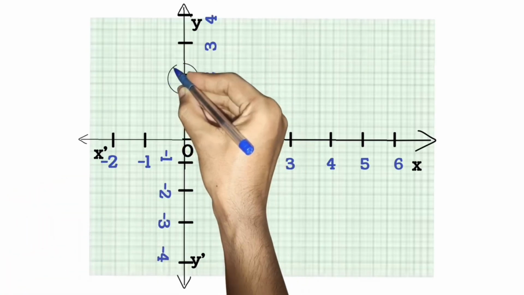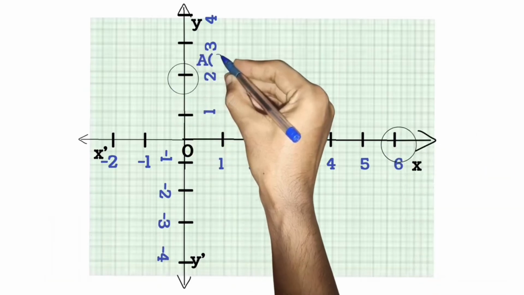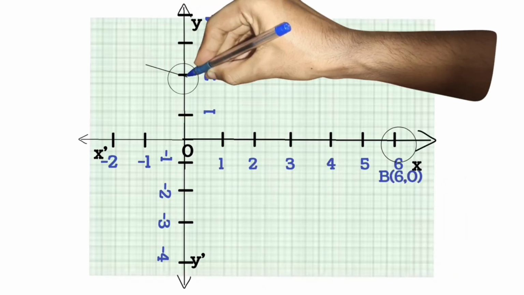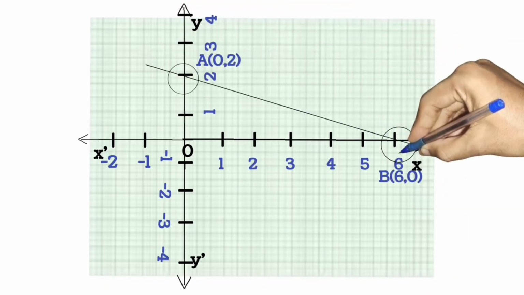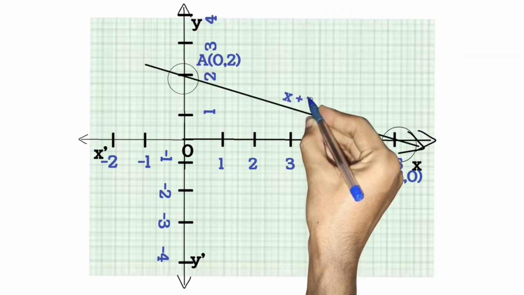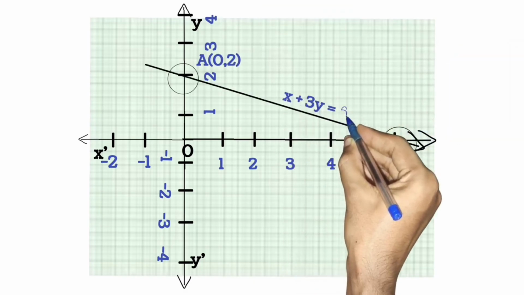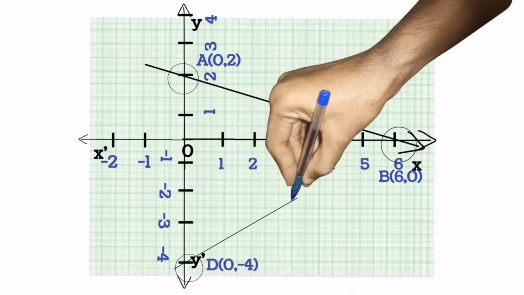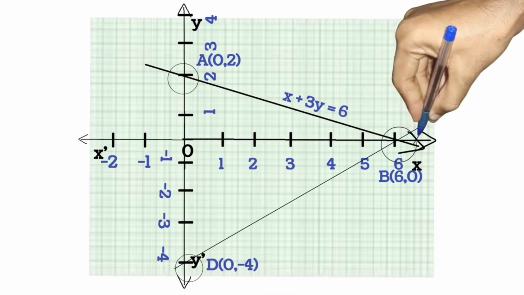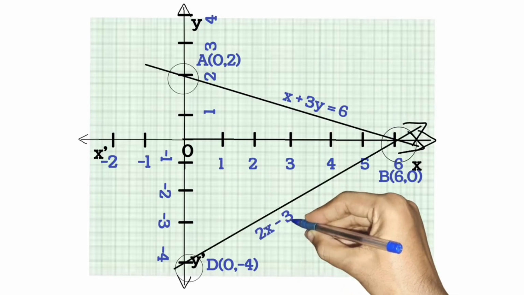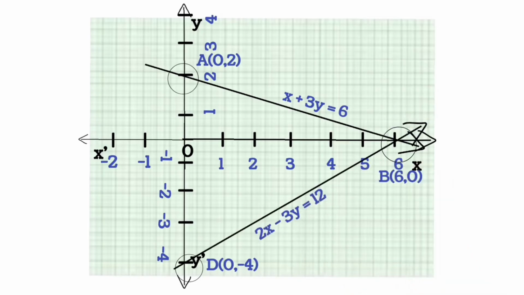Now circle the point (0, 2) on the y-axis and the point (6, 0) on the x-axis. Mark (0, 2) as A and (6, 0) as B. Now join points A and B. Then we get a straight line passing through these coordinates that represents x plus 3y equal to 6. Similarly, circle the point (0, minus 4) on the y-axis and mark it D, and join points D and B. Then we get a straight line which represents the equation 2x minus 3y equal to 12.